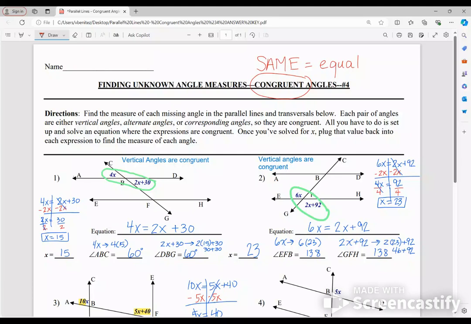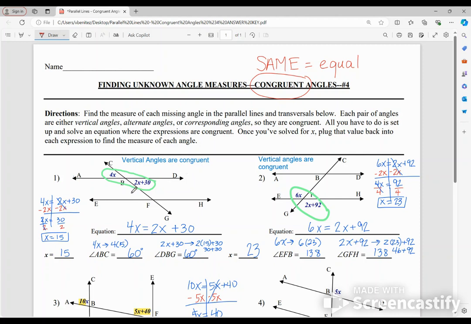Okay, so we were covering parallel lines cut by a transversal. So we learned that congruent angles are the same angle, meaning they are equal. They have the same angle measure. As we see in number 1, both of these are across from each other, making them vertical angles. All vertical angles are congruent.